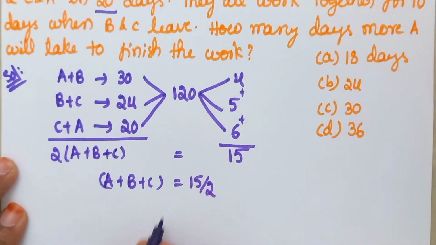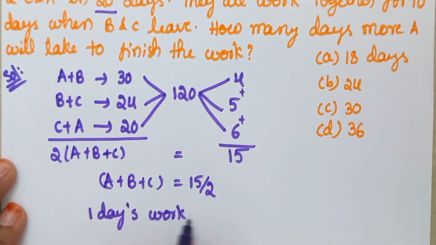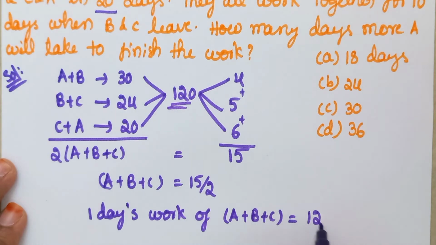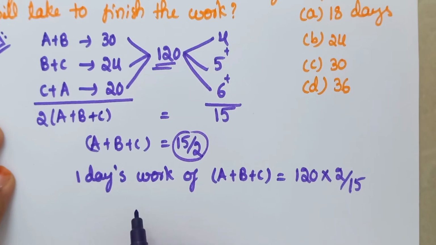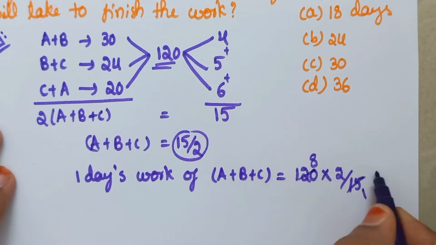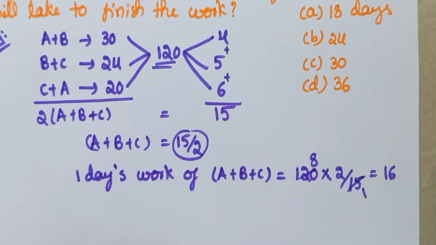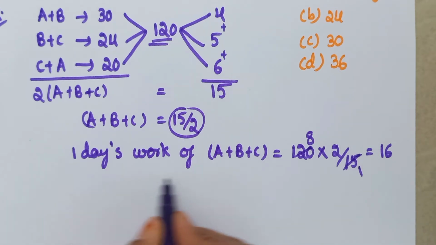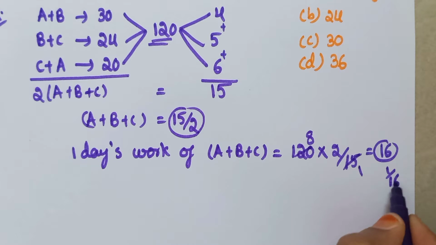But we have to find the work done by A plus B plus C in 1 day. So 1 day's work of A plus B plus C is nothing but, what is the total amount of work done by them? That is 120. So 120 into 2 by 15. We have to simply invert this ratio to find out the work. So 1 day's work, what is the answer? 15 eights are 120, so it is nothing but 16. So this is the work done by A plus B plus C, and in order to find the 1 day's work, we invert it. So it is nothing but 1 by 16.